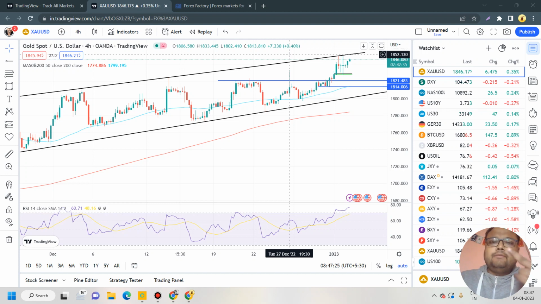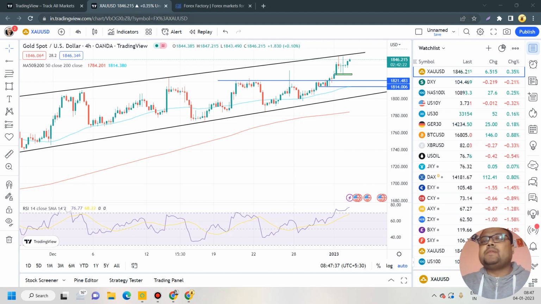So in short, we have got two resistances on the chart of gold right now. The ultimate resistance, or the big resistance where gold is heading, is the 1880, 1877 level. And below that, we have some resistance around the 1855 level because of the trend line. But is this a big resistance? No.